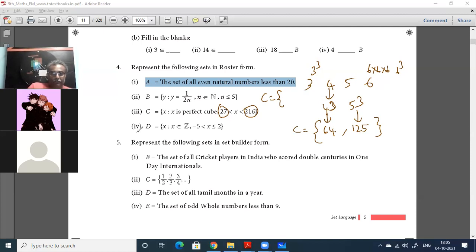We'll finish it. D, X such that X is an integer. Roster form you write. Now you write, tell me. Very easy. -4, -3, -2, -1, 0, 1, 2. Why is 2 also coming? Because it's less than or equal to. Very good. Okay, we'll stop there.